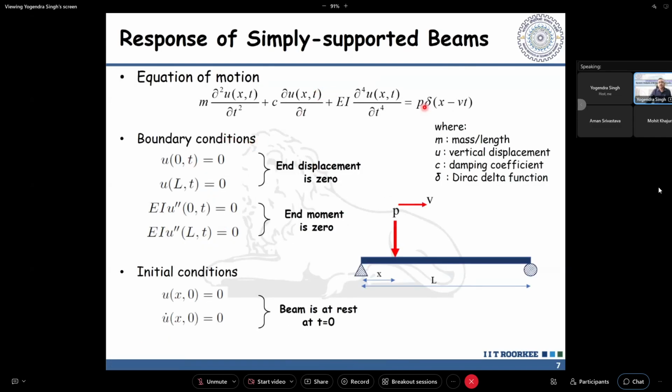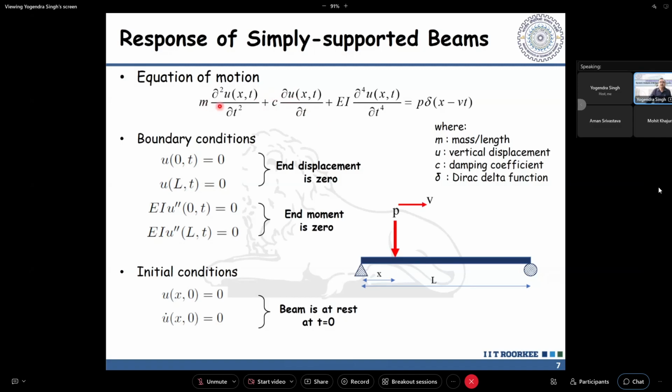Now we can set an equation of motion for this single moving load. At any time t, this is nothing but mass into acceleration, ∂²u/∂t², the second derivative with respect to time. Here the displacement u is the displacement of the bridge, which is a function of distance from the support as well as time. So it is a function of both x and t, and that's why it can be differentiated with respect to x. It can also be differentiated with respect to t. The differential of u with respect to t gives us the acceleration, and the first differential with respect to t gives us the velocity.